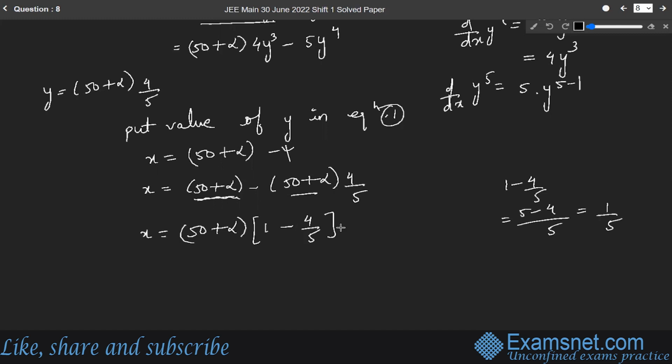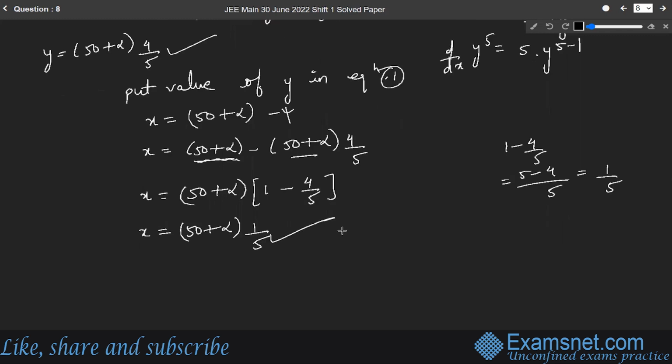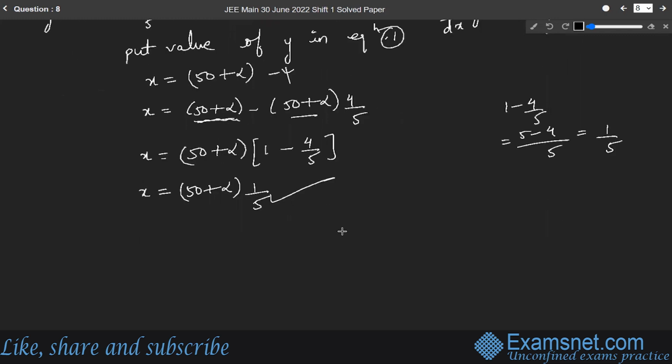So 1 by 5. So we have x is equal to 50 plus alpha into 1 by 5. Now we have the value of x and we have the value of y. What we have to do is compare both these values. Let us write it again. x is equal to 50 plus alpha into 1 by 5 and y is equal to 50 plus alpha into 4 by 5.